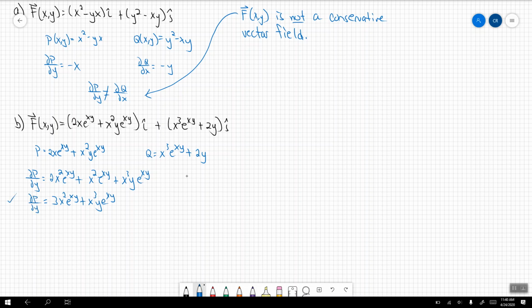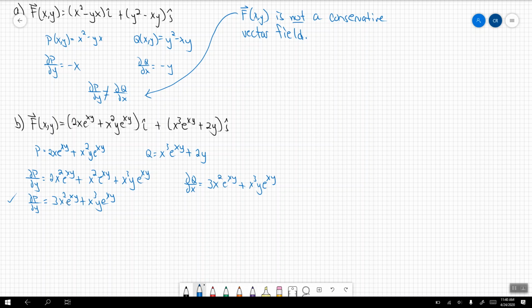Got it. Let's work with the second partial derivative, the partial derivative of q with respect to x. Again, I'm going to need the product rule here for the first term. I take the derivative of the first function, which is 3x squared, multiplied by the second function, e to the xy, plus the derivative of the second function with respect to x. That's going to be x cubed y e to the xy, and then this derivative here with respect to x is just going to be 0. Which means we get 3x squared e to the xy.